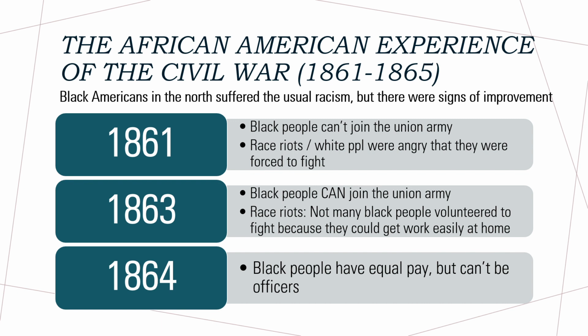But in 1864, Black people were allowed to have equal pay, but they couldn't be officers. So I guess you could say there was some improvement, certainly between 1861 to 1864, but still the usual racism was still apparent.